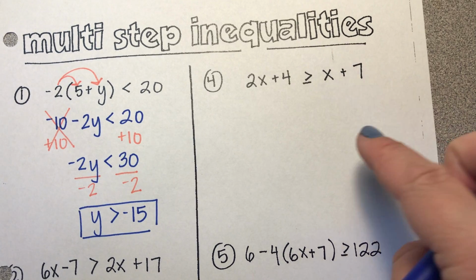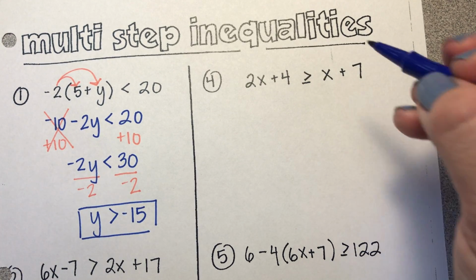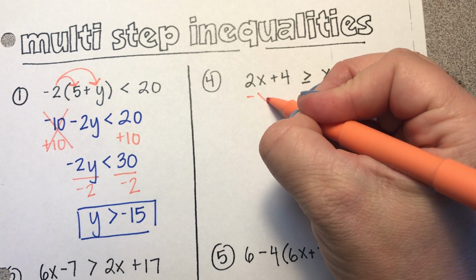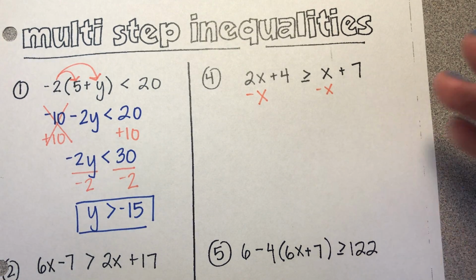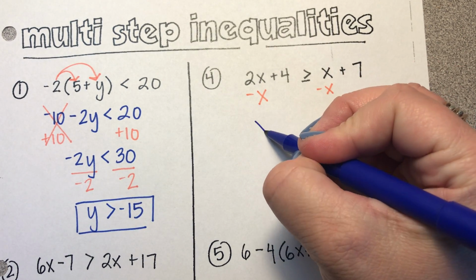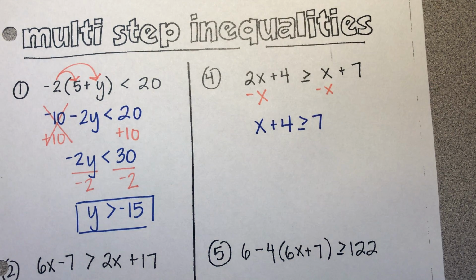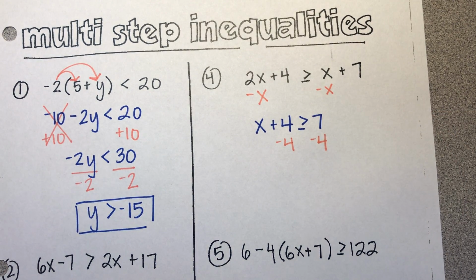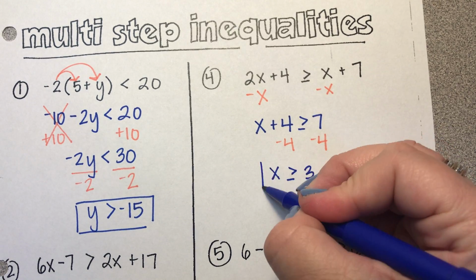Okay, let's go ahead and do number 4. On number 4, there's variables on both sides of the inequality symbol, which I don't want. So my first step is to move them off of this right side. Okay, so x minus x is no x's, right, which is what I want. 2x minus x is just 1x, plus 4 is greater than or equal to 7. So now subtract 4 from both sides. X is greater than or equal to 3.